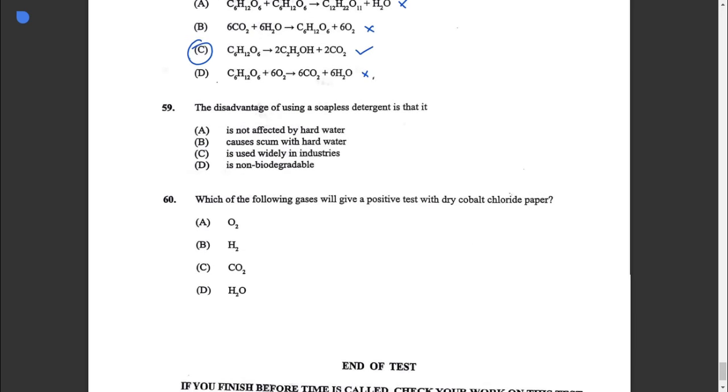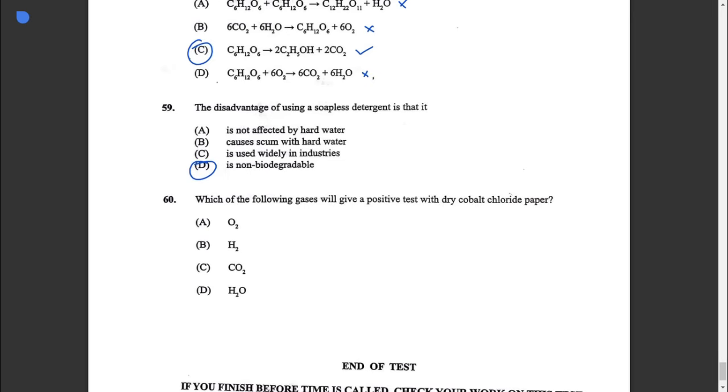59. The disadvantage of using a soapless detergent is that it is non-biodegradable. 60. Which of the following gases will give a positive test with dry cobalt chloride? And cobalt chloride is used to test for leaking. You know, if there is any leaking, so let's say you're doing construction, you put up pipes, and before you do any further work, you add some cobalt chloride.